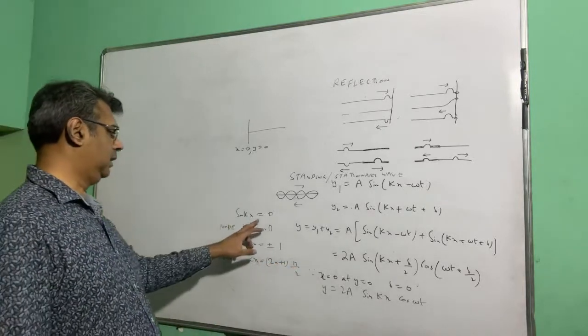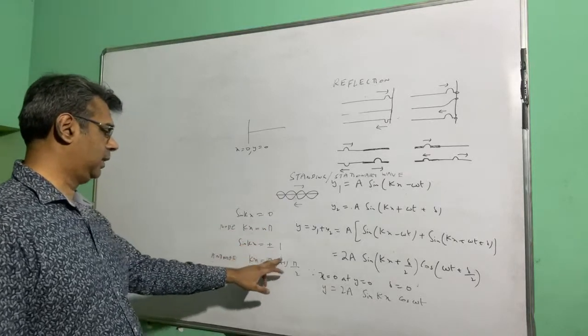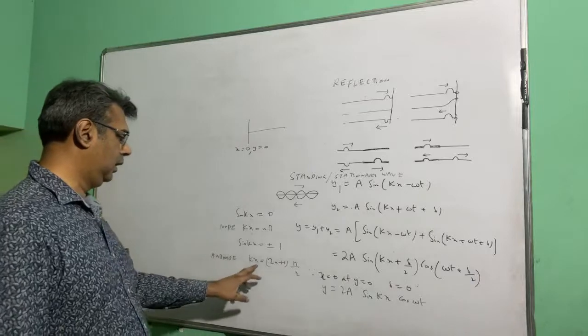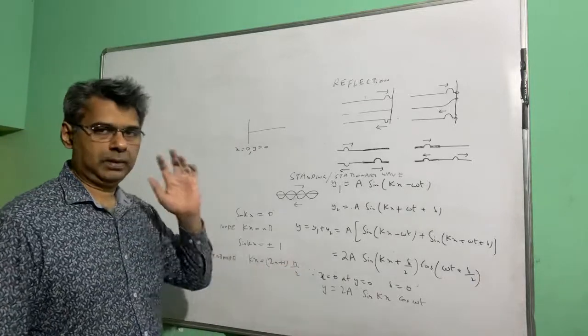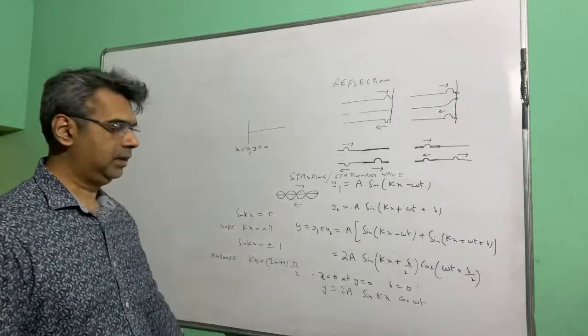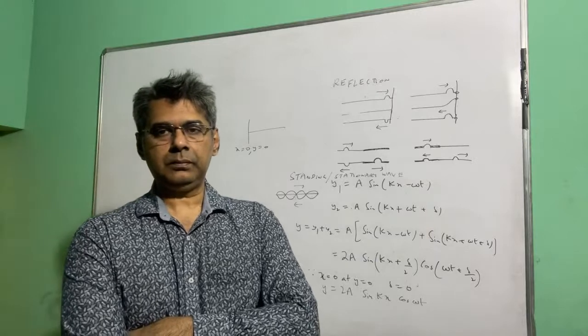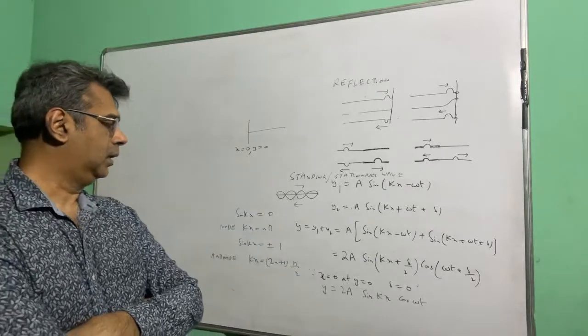So if sin kx is 0, it is called a node, then kx is n pi. If sin kx is plus minus 1, it is called an antinode. kx is (2n plus 1) into pi by 2. So node is the point of zero displacement and antinode is the point of maximum displacement, right?